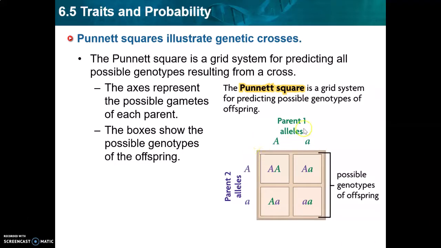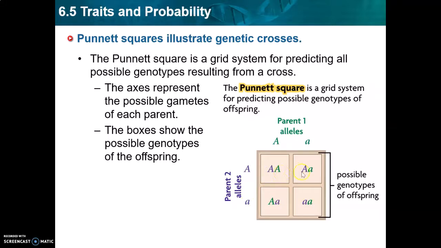So this diagram is handy because it's color-coded. The green is parent 1. They're heterozygous, so that means they can either pass down a capital A or a lowercase a. Parent 2 is colored in purple. Same thing, they're heterozygous, so they can either pass down a dominant or recessive allele.